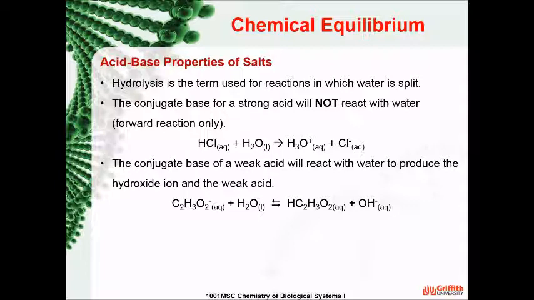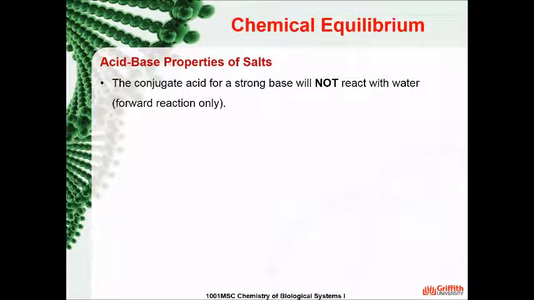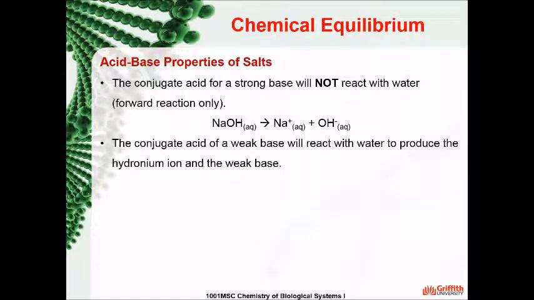plus H2O in equilibrium with HC2H3O2 plus OH-. The conjugate acid for a strong base will not react with water, and the reaction will proceed in the forward direction only. For example, NaOH gives Na+ plus OH-. On the other hand, the conjugate acid of a weak base will react with water to produce the hydronium ion and the weak base. For example, NH4+ plus H2O in equilibrium with NH3 plus H3O+.